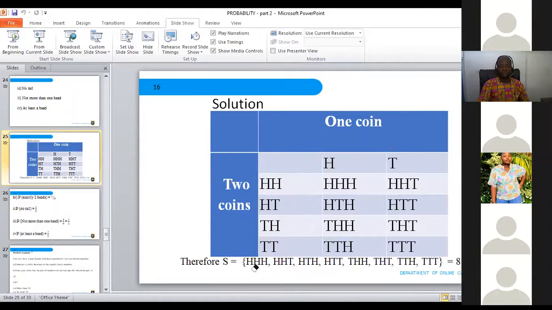Your sample space is: head head head, head head tail, head tail head, head tail tail, tail head head, tail head tail, tail tail head, tail tail tail, equal to 8. That is your sample space.